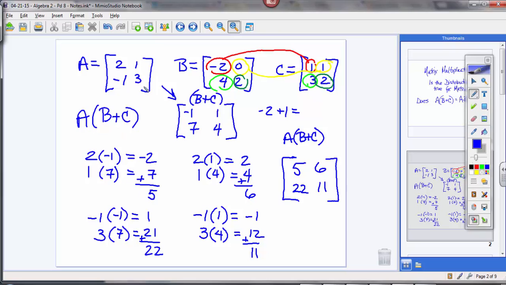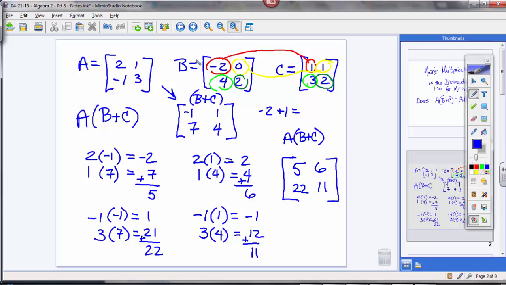Next we'll use the second row of matrix A, negative 1 and 3, line it up this way and go through the process again of matching up with the first column in matrix B plus C and then with the second column, 1 and 4. Negative 1 times negative 1 is 1, 3 times 7 is 21. Add those together, you get 22. Negative 1 times 1 is negative 1. 3 times 4 is 12. Add those together and we get 11. So now we have this matrix, which is A times (B plus C), or 5, 6, 22, and 11.